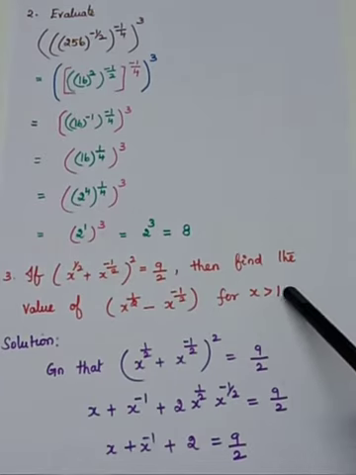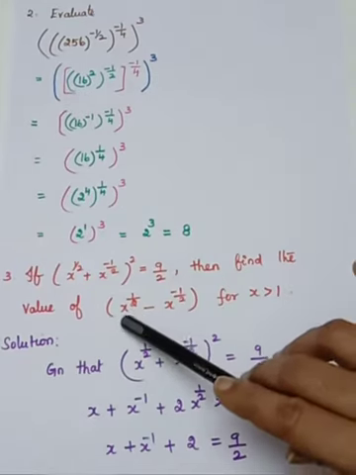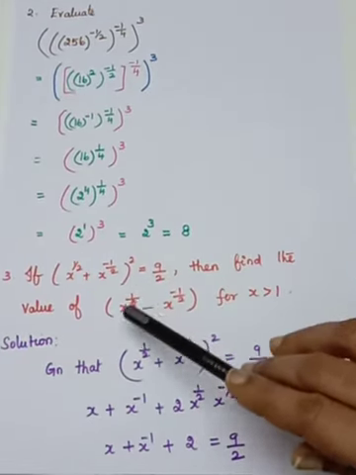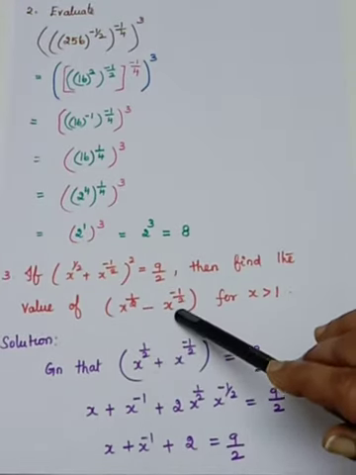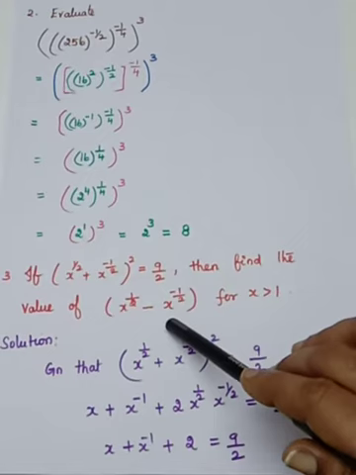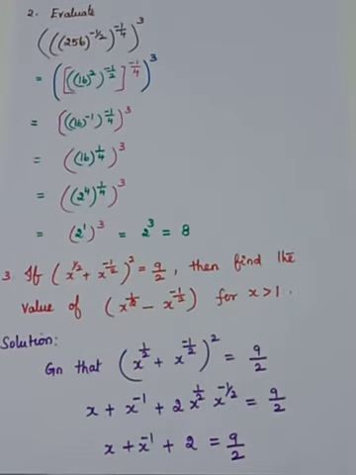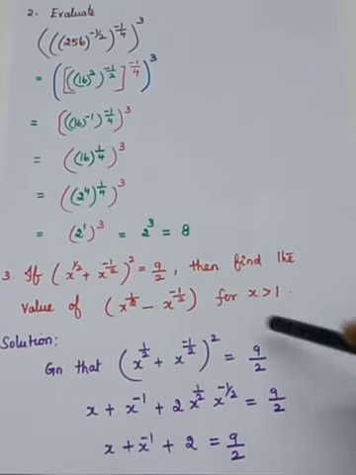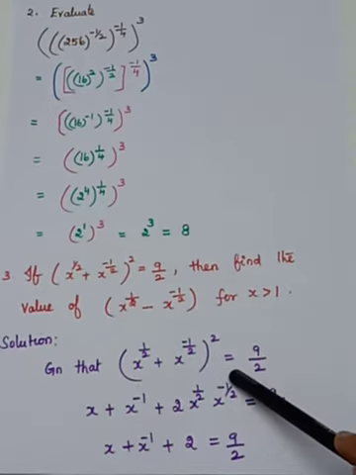Because x is greater than 1, if x is equal to 1, what will come? 1 to the power half, what is it? Square root of 1 is 1. In the same way, here it is 1 by square root of 1, which is also 1. 1 minus 1 is 0. Another, here it is given x is greater than 1. So this is the given result, so I have taken that first.